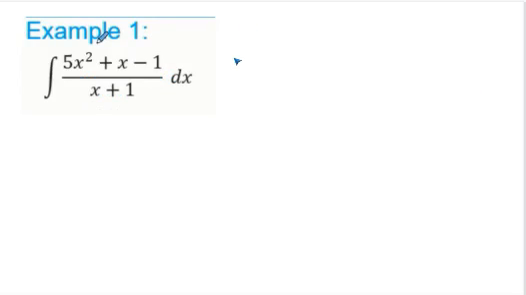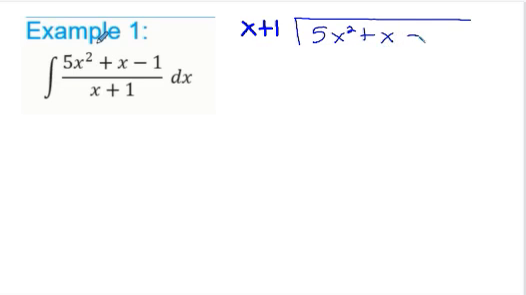The best way to do this is to get into a problem. So let's look at this first problem. And what we're going to do here is we're going to use long division to clean this thing up first. So that means x plus 1 goes on the outside. All right. And on the inside, I have 5x squared plus x minus 1.